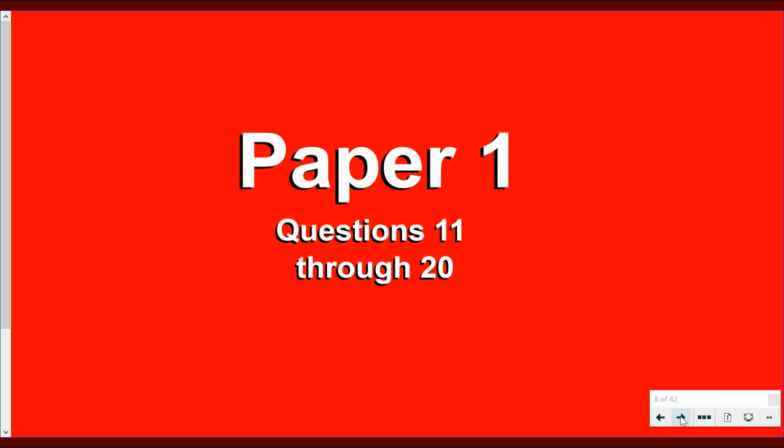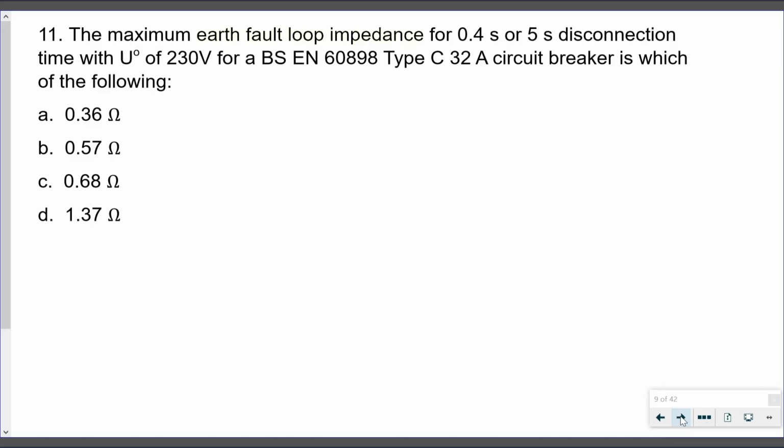Paper 1, so questions 11 through 20. Remember, pause this as we run through, folks, so that you can go and find the information in your index as well. So question 11, the maximum earth fault loop impedance of 0.4 seconds or 5 seconds disconnection time with a U0, that's a nominal voltage of 230 volts, for a BS EN 60898 type C 32 amp circuit breaker is which of the following? And you've got a list of earth fault loop impedances there.